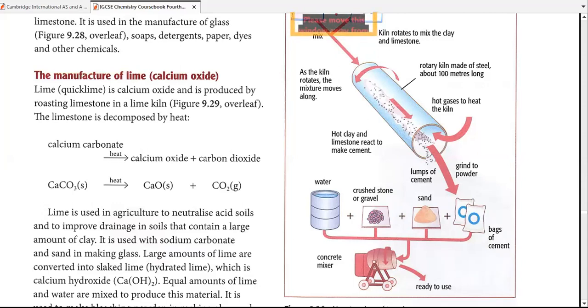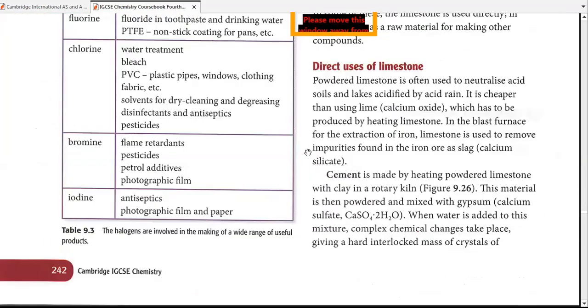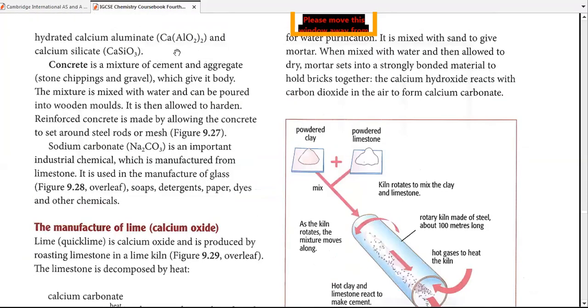The formula for limestone is CaCO3, but you might have seen that when it reacts with water in this material, the formula is different. Can you see the formula? It's calcium aluminate and calcium silicate. So these chemical reactions give us a hard interlocked mass.